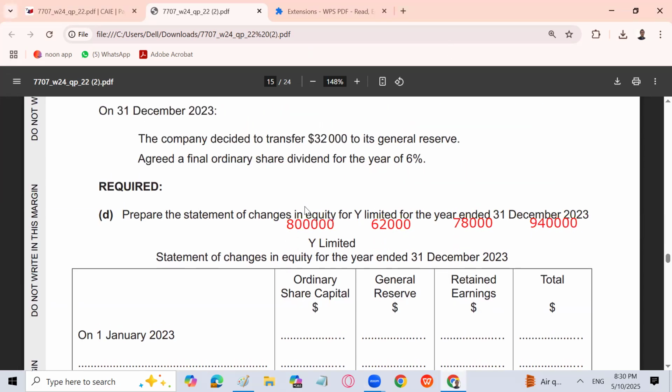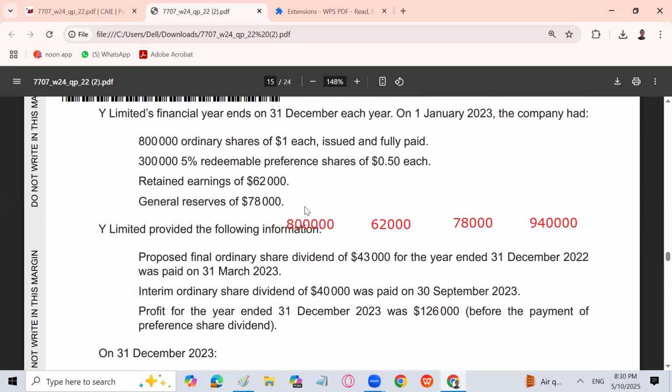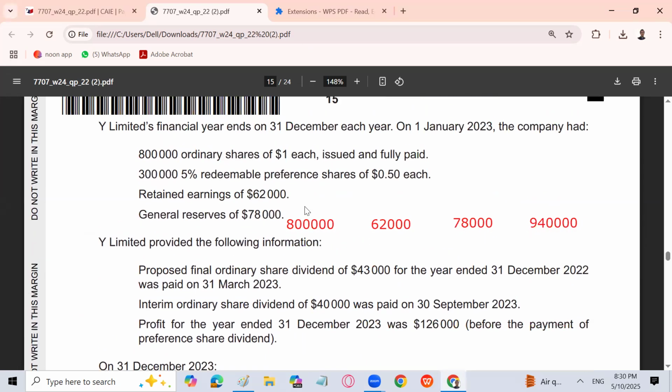Sir, you have not written the preference shares. Preference shares will not come over here because it's a non-current liability. It has an amount of 1,50,000, 3 lakh into 0.5, but it is a non-current liability. It will not come over here.